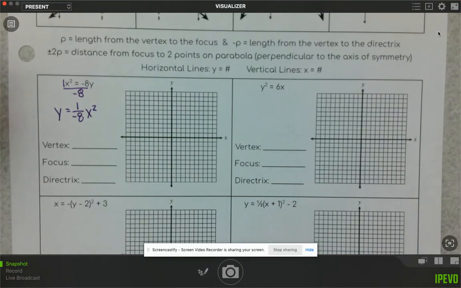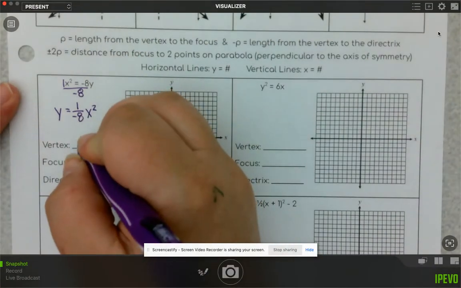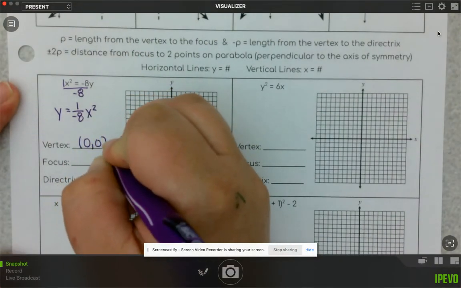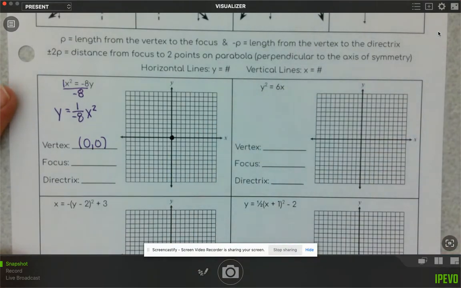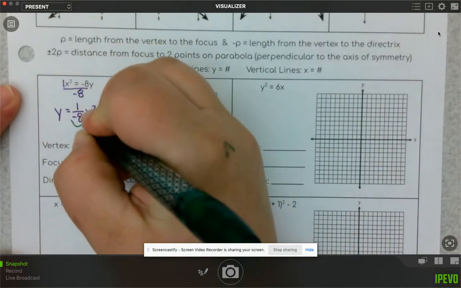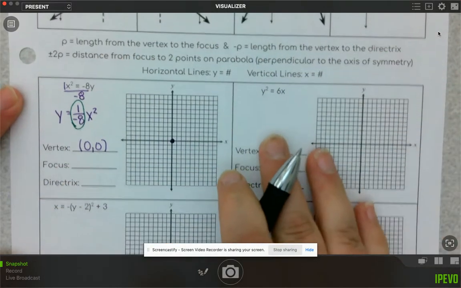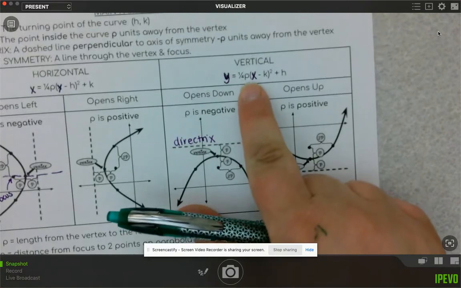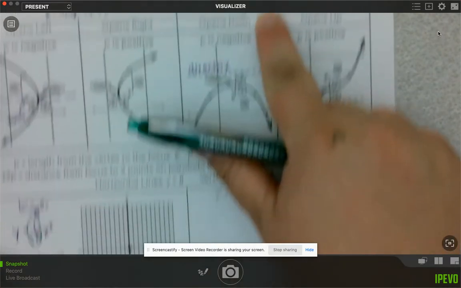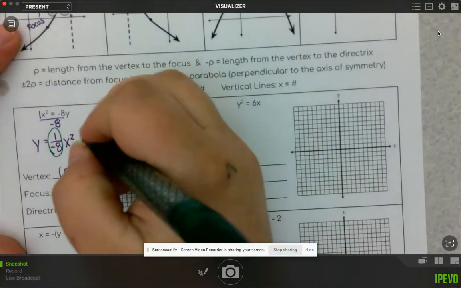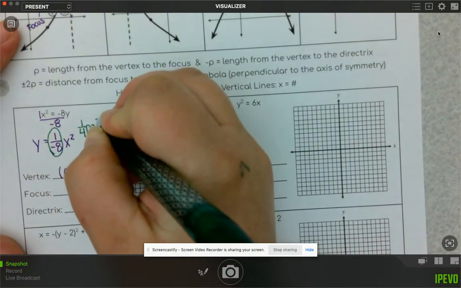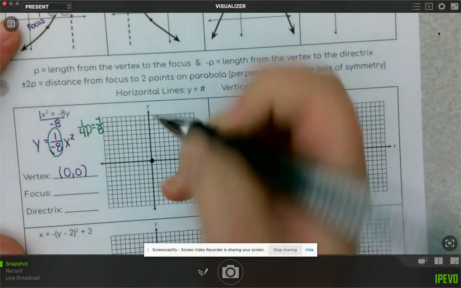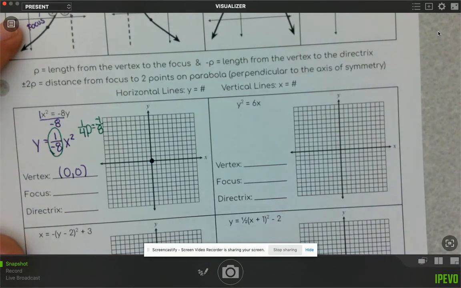And there's no parentheses on this one because our vertex is at 0, 0. So right here in the middle. And then here's where the tricky part comes in. This is actually equal to 1/4 p. That's what's in front of the parentheses. So 1/4 p equals -1/8. And we have to figure out how to get p by itself.